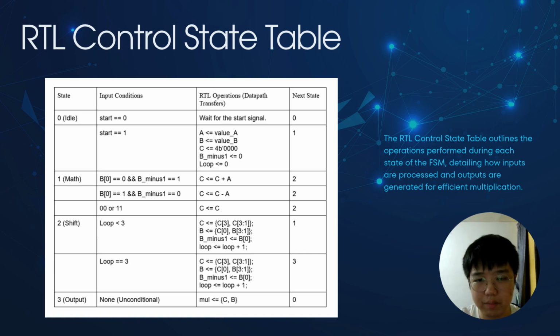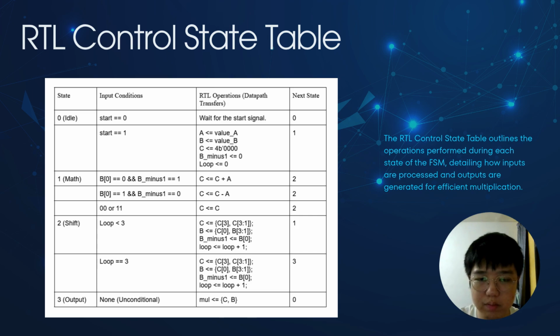So when B0 and B minus 1 equals 0, 1, C, the operation done is addition. Then when B0 and B minus 1 is 1, 0, the subtraction will be operated. Okay, so when 0, 0 or 1, 1, C will remain the same. Then move to state 2, the shift state.